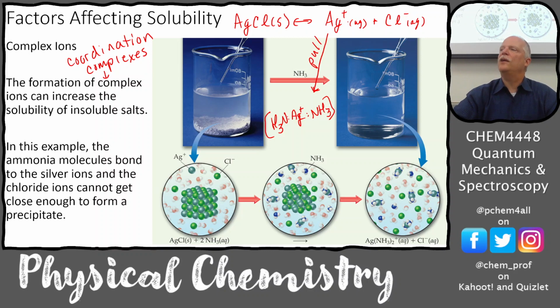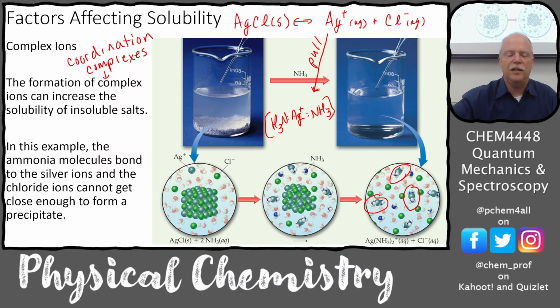And so what happens to the reaction? It shifts to the right. And so we can get all of this silver chloride to dissolve if we add enough ammonia. If we add a 2-to-1 ratio of ammonia to silver, then we can get it all to dissolve. And we'll have formed all of these little ammonia silver complexes in solution. And the chloride just can't find any free silver to precipitate out with.